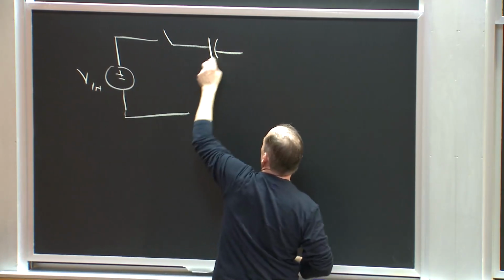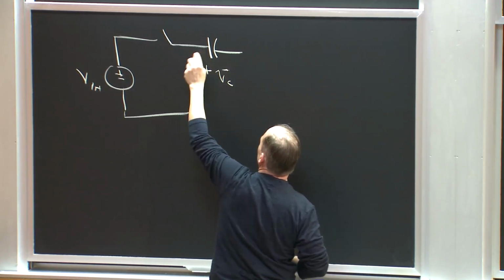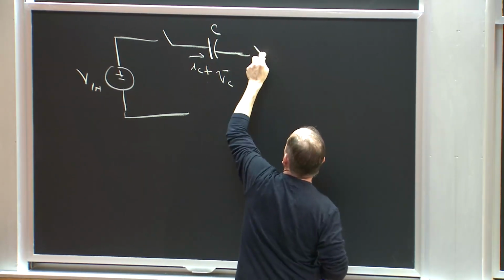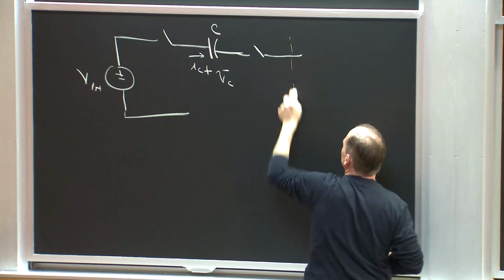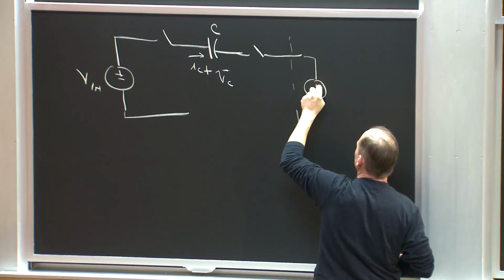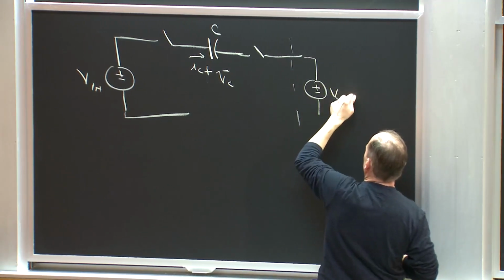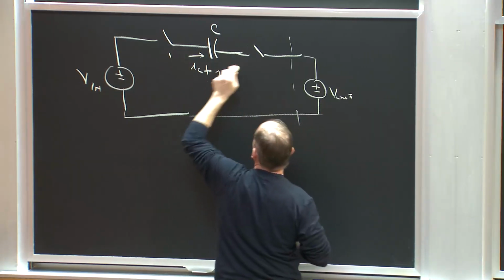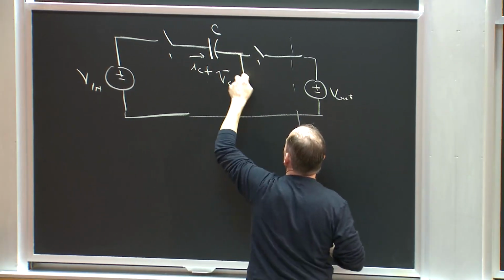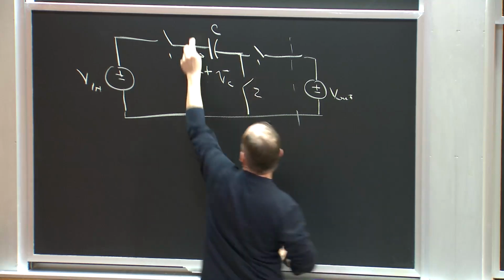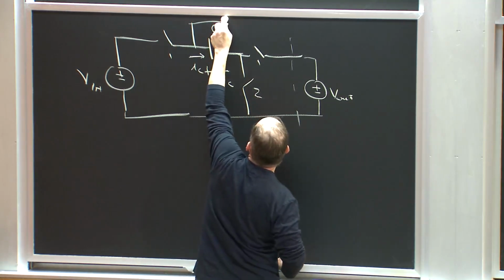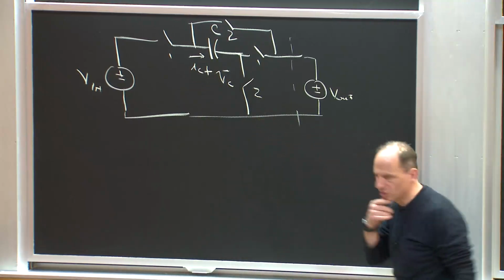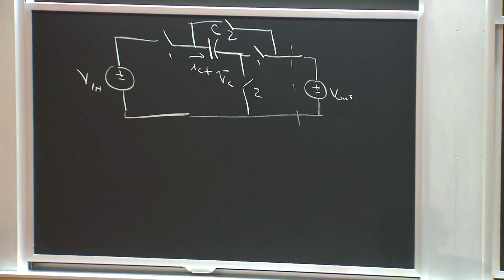Here's my capacitor, VC, IC, C, my two switches. I'm just going to replace this with an output voltage, V out, okay? And then I'm going to have this is switch 1, switch 1, switch 2, and switch 2, okay? And this is the circuit we're going to analyze, okay?